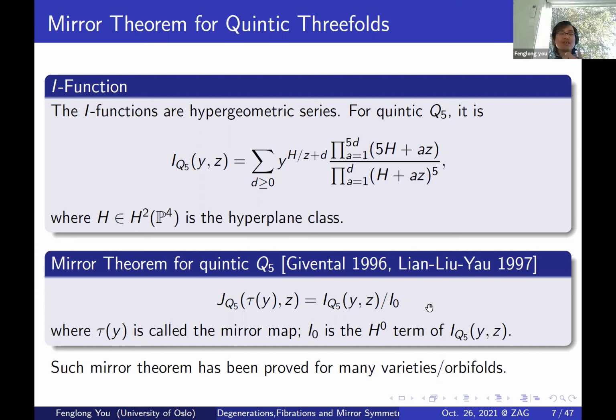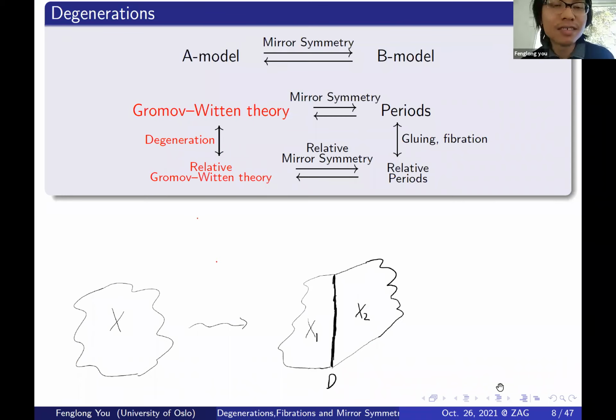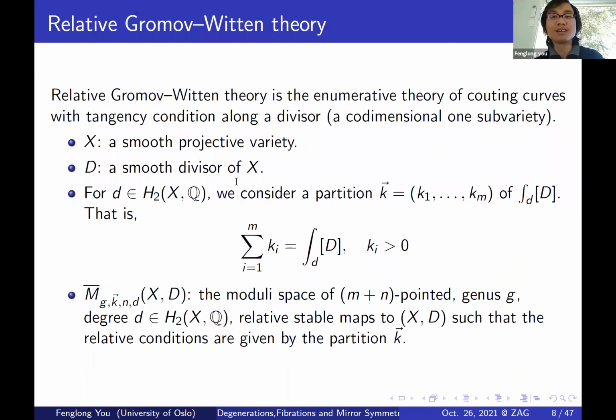And this is the statement for the classical enumerative mirror symmetry, and that has been proved for a lot of cases. And for this vertical line on the left, it's the degeneration formula that relates Gromov-Witten invariants with relative Gromov-Witten invariants. It's also known for a long time.